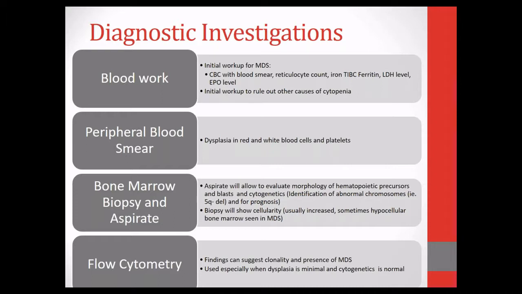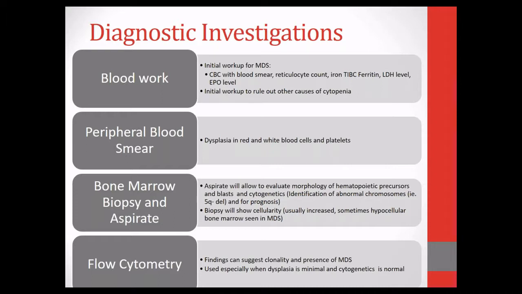It is important to also do an initial rule-out of other causes of cytopenia, so including a history of medications and toxic ingestions, vitamin B12, folate, urea, creatinine, TSH, HBV, HCV, HIV, PNH testing, as well as chromosome fragility testing. We must next do a peripheral blood smear to assess for dysplasia, or abnormal looking cells, in our red and white blood cells and platelets.